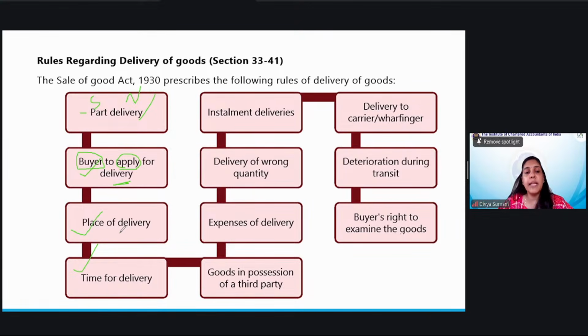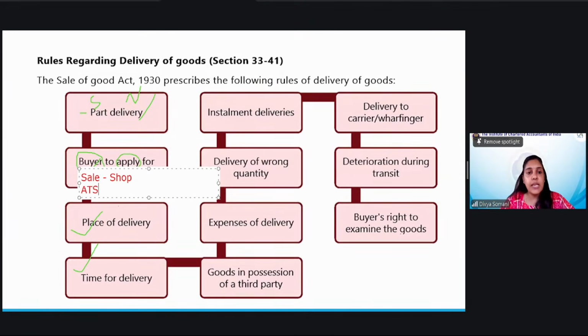Okay. Next, what is the place of delivery? Place of delivery is the address which the buyer gives. He may give the address of his home, or the office address, or any friend's address, whatever the case may be. Normally we understand that as the place of delivery, but when we study these rules, we will understand that in case of sale, the place of delivery is the shop itself, because wherever the goods are present, that will be the place of delivery.